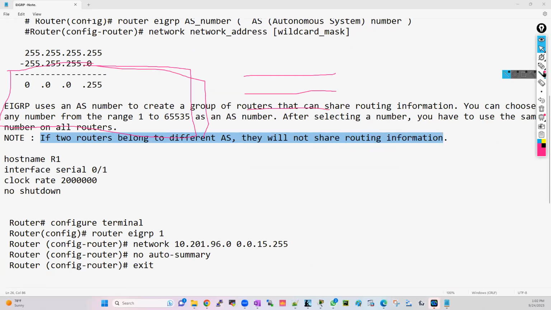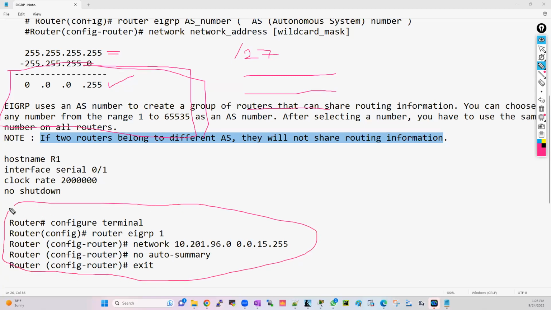Okay, let's move on. So we understand what the wildcard is all about, how we got it. This is how we got the wildcard. We subtract, it may not be 255. If it is /27, the same thing applies. We just need to calculate what our subnet mask of /27 is, and then we subtract it from the 32 bits. And then this is the formula to calculate EIGRP. This is the formula. We don't need to memorize it. With time, we'll get used to it.